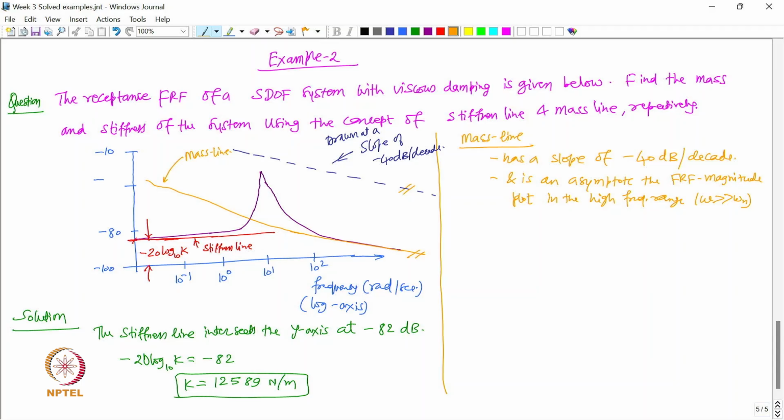So, let us first draw the ordinate at omega equal to 1 radian per second. So, the ordinate is this, correct, this is the ordinate at omega equal to 1 radian per second, and we should look for the intersection of this. So, the intersection of this is this, right, and then we should see how much is the FRF magnitude at this point. So, this value is essentially equal to minus 20 log 10 m.